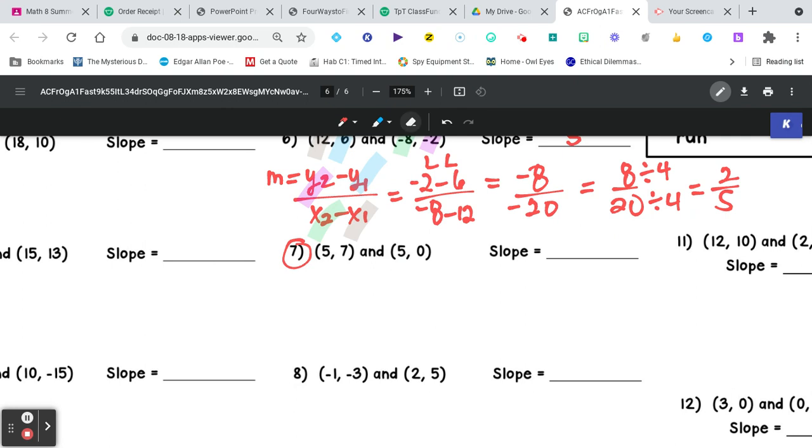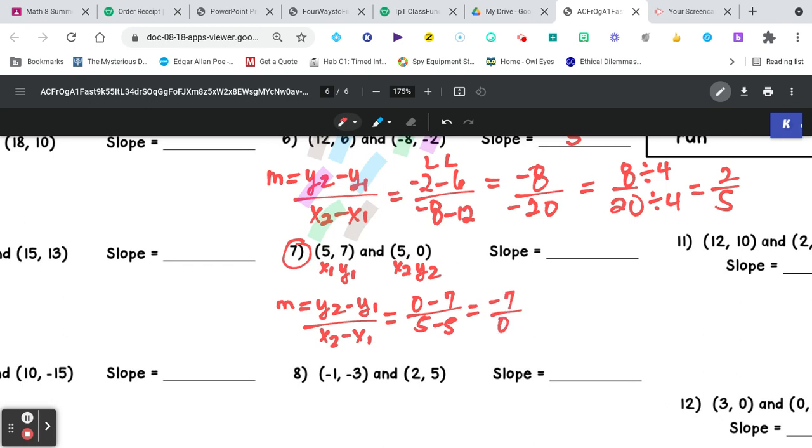To get an undefined slope, what's under the bar will have to be a 0. Small labels: x sub 1, y sub 1, x sub 2, and y sub 2. And use the slope formula. So the second y is 0 minus the first y, which is 7. The second x is 5 minus the first x, which is also 5. 0 minus 7 is negative 7, but 5 minus 5 is 0. If 0 is under the bar, the slope is undefined. Okay, but again, that's what I expected to get because my x's were constant.